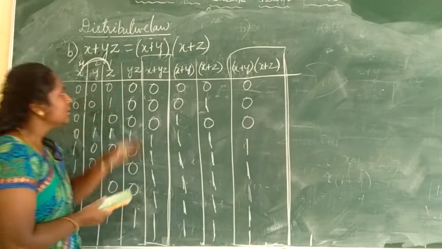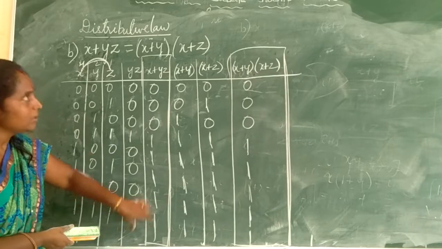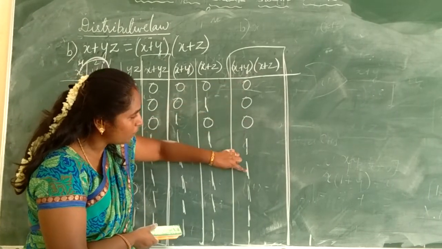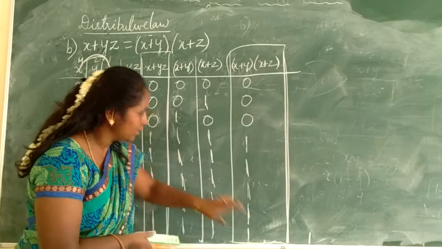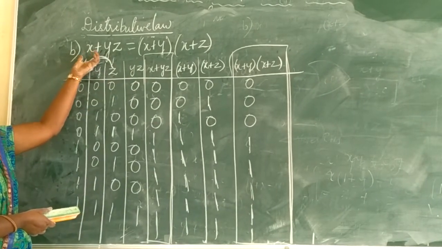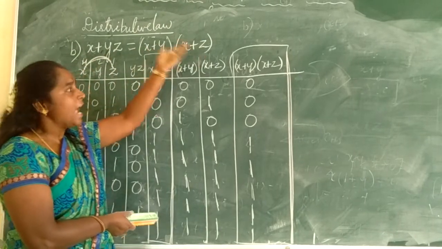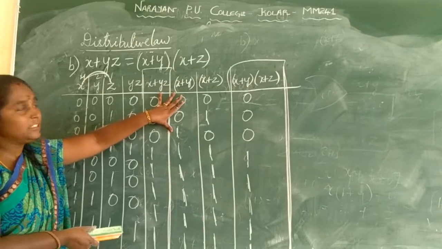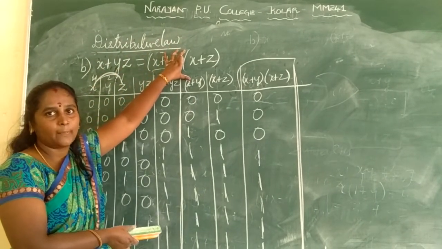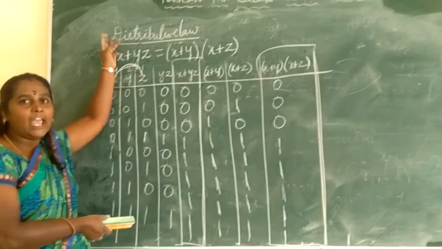Just cross check it. 0, 0, 0, 1, 1, 1, 1, 1. So the given RHS is 0, 0, 0, 1, 1, 1, 1, 1. So they are theoretically proved. This particular expression x plus yz is equal to (x plus y) into (x plus z), and using a truth table we have solved it. This LHS is equal to your RHS. That completes your distributive law, that is rule A and rule B.